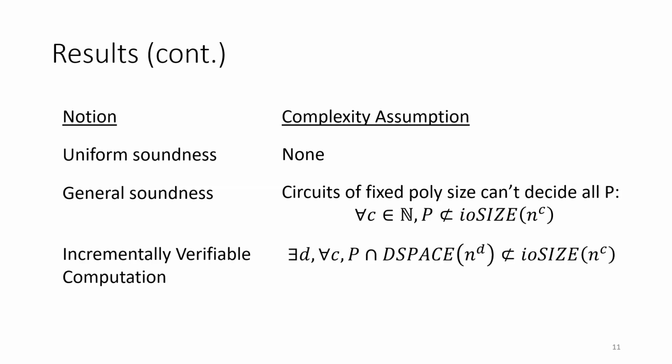And we also construct a universal incrementally verifiable computation. And in this case, we need a similar assumption, which means that a non-uniform advice cannot speed up all polynomial computations, but we restrict the computations to be computations of a bounded space. So these are our assumptions.